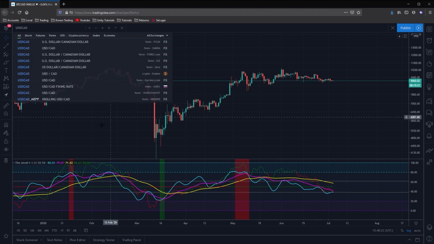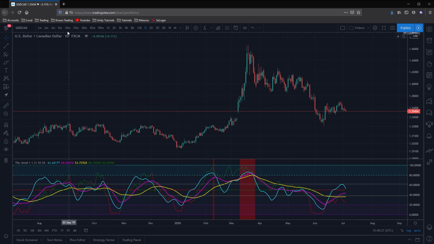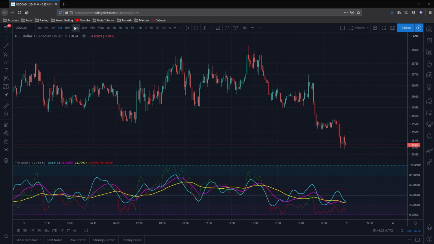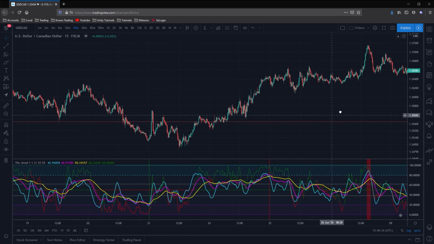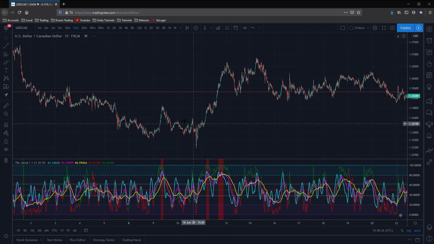I'm going to go on USDCAD because I'm in Canada, so why not? So you want the 5, 15, and 30 minutes. Let's go with the 15, the middle one, and let's backtest that theory. See how it works and how it performs.